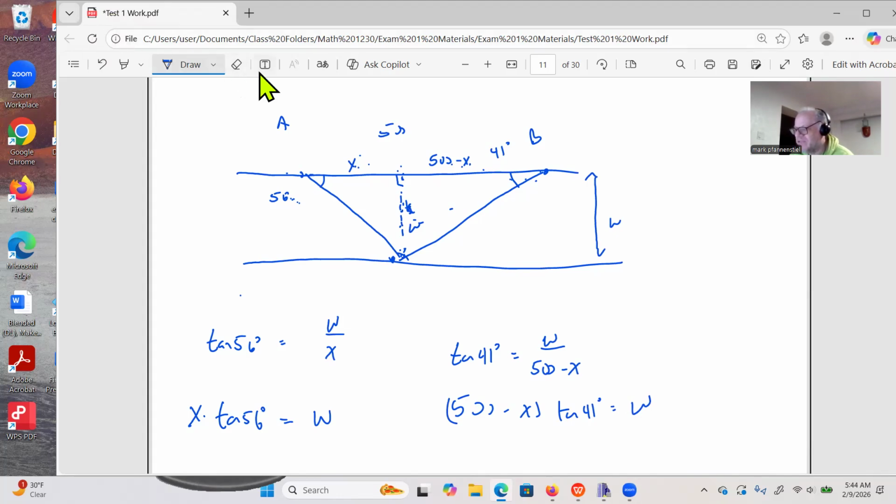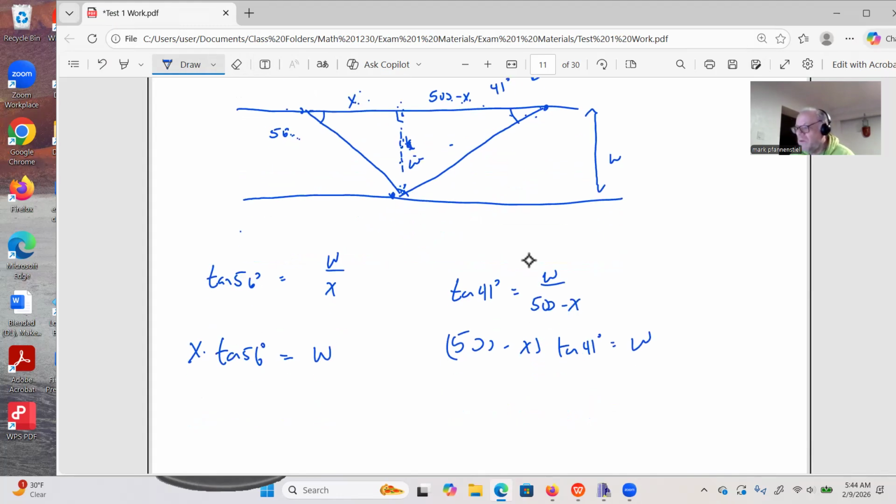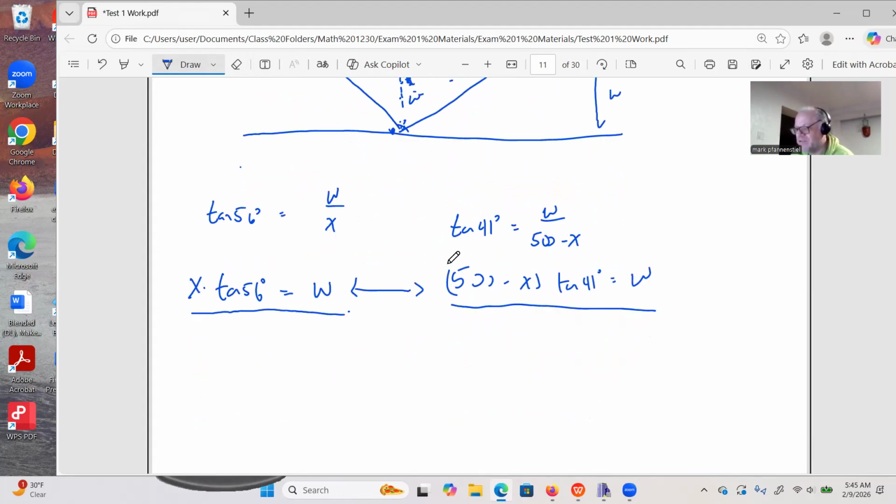Now we can start thinking about how to solve this, since X times the tangent of 56 degrees is equal to W, and 500 minus X times the tangent of 41 degrees is equal to W, then we can equate these two expressions together. So we could say X times the tangent of 56 degrees is equal to (500 minus X) times the tangent of 41 degrees.